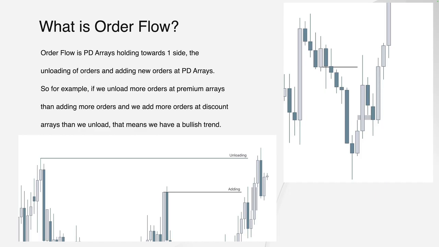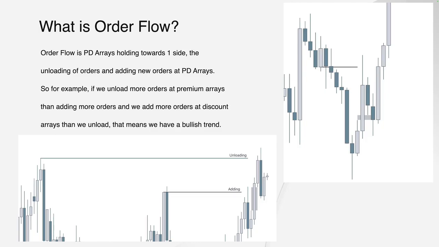Order flow is PD arrays holding towards one side. I've written it fully down because it's quite a lot. Order flow is PD arrays holding towards one side of the market. So for example, if discount arrays are holding, that is bullish order flow. If bearish or premium arrays are holding, that is bearish order flow. So PD arrays holding towards one side of the market, either bullish or bearish, that is bullish or bearish order flow. Now, the unloading of orders and adding new orders at PD arrays.